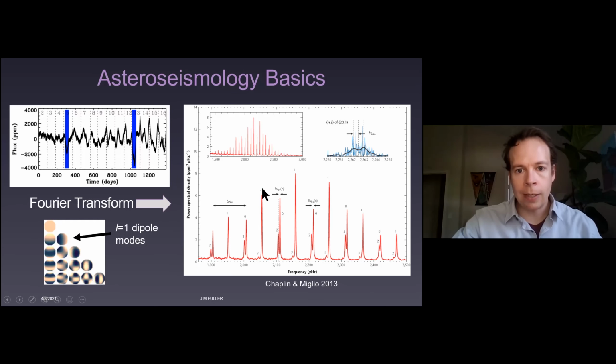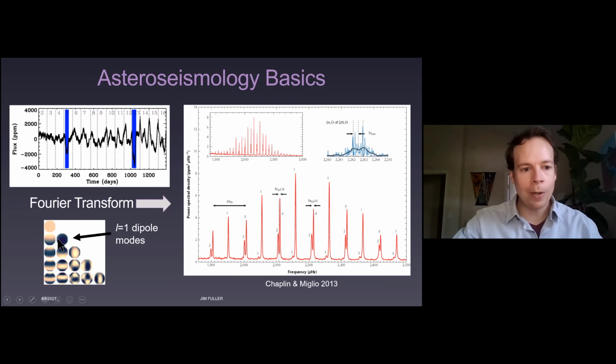So it's a little hard to see, but each one of these peaks is labeled by a number. That number corresponds to the spherical harmonic index of the pulsation that's producing that signature in the light curve. So the highest peaks here, those are labeled 1. Those are L equal 1 or dipole modes.